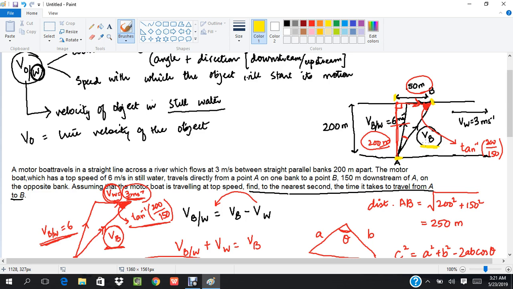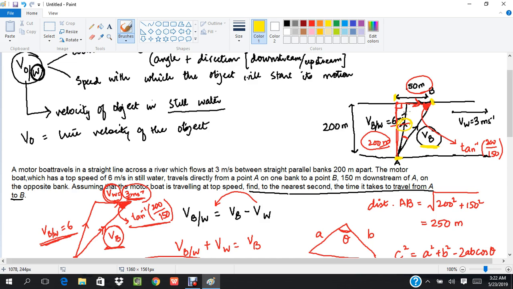We know that since the object wants to go from A to B, the direction of the true velocity will be the line connecting A and B. Then, since we want to go from A to B, the motorboat must be steered in a direction which is upstream to B. Because if I steer in the direction of B, my boat is going to be pushed further downstream of B, which I don't want. So I drew this arrow here, which is upstream of B.